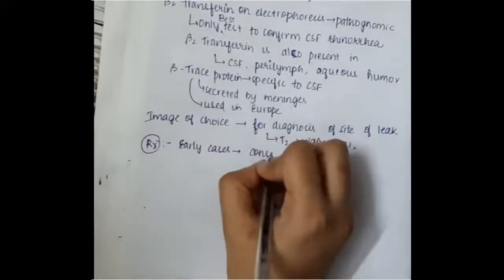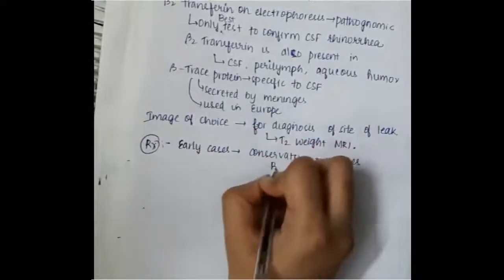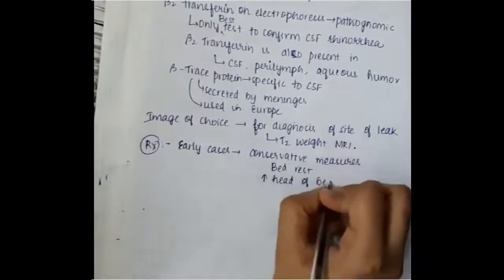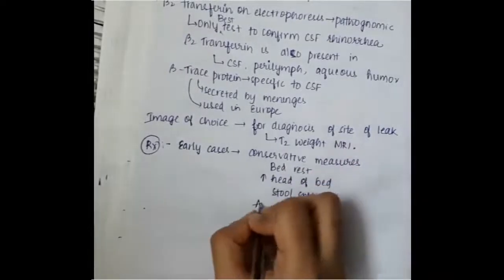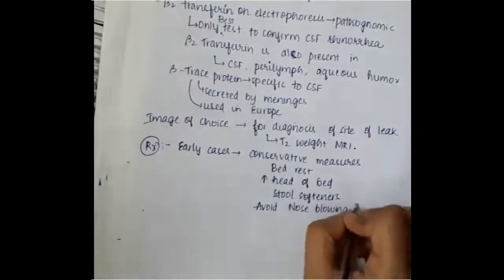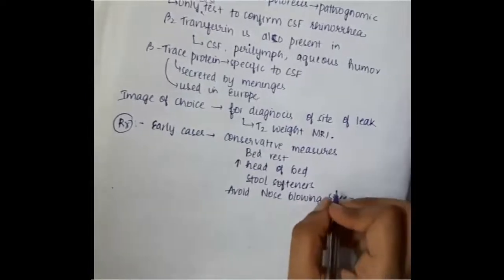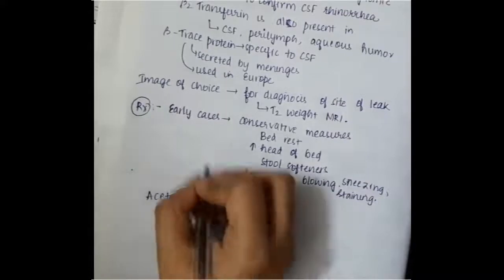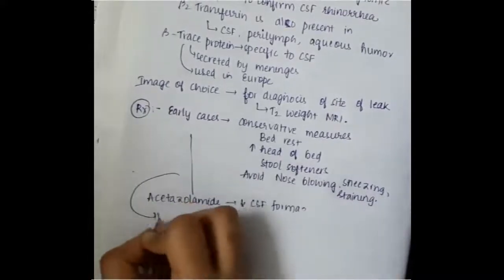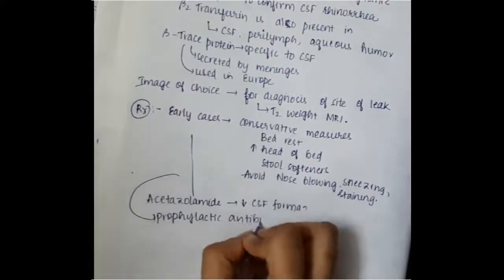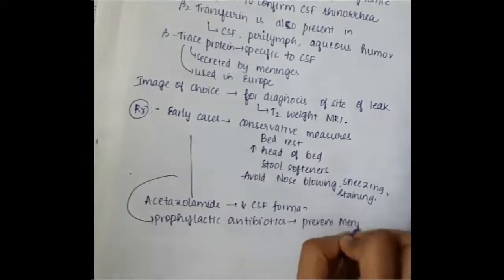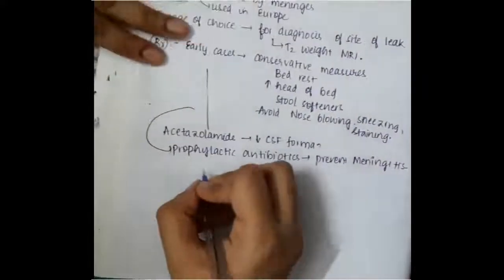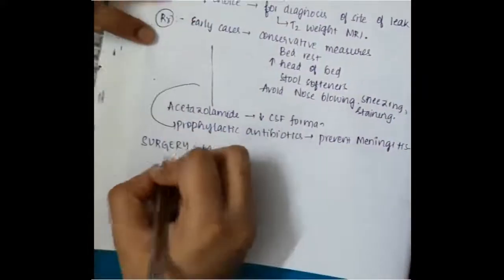In treatment, in early cases we do conservative measures: give bed rest to the patient, raise the head end of the bed, give stool softeners, and avoid nose blowing, sneezing or straining. In early cases acetazolamide can be given, which will decrease CSF formation. Prophylactic antibiotics are given to prevent meningitis.